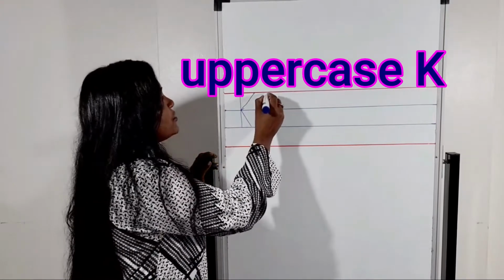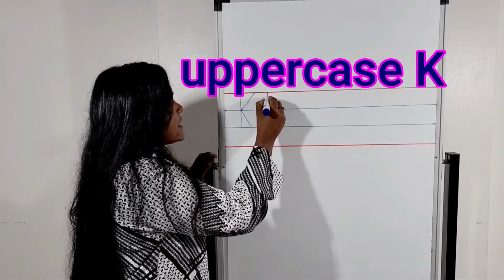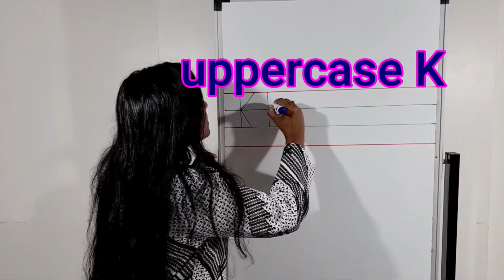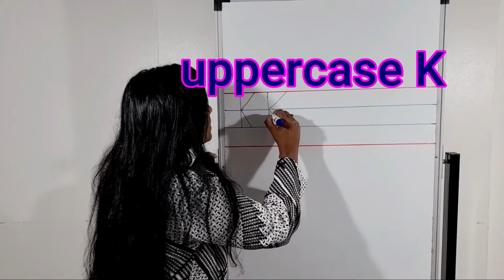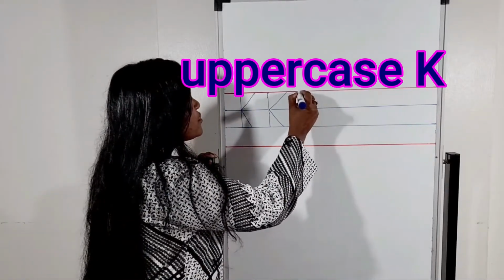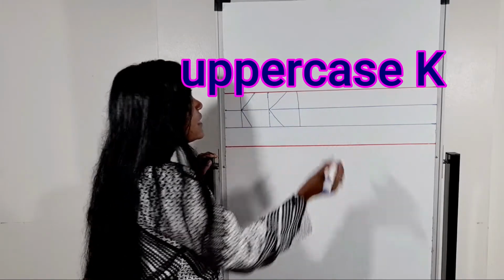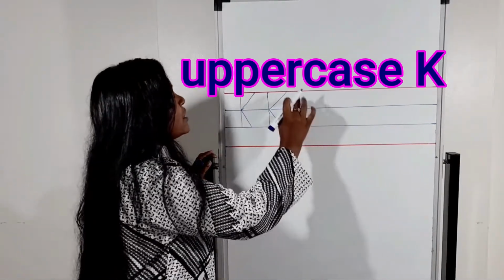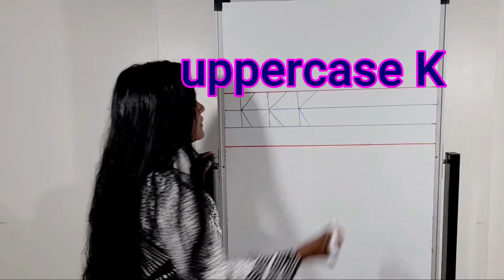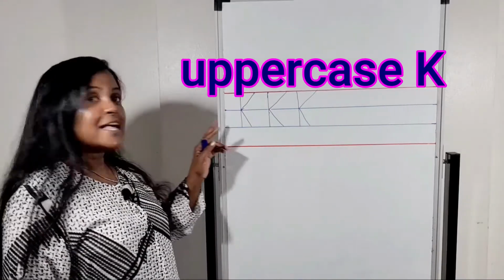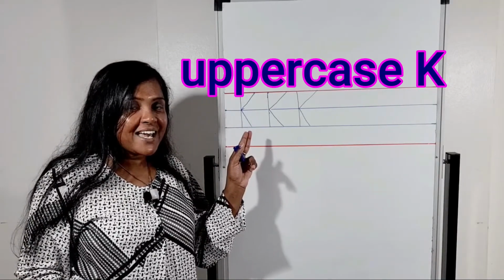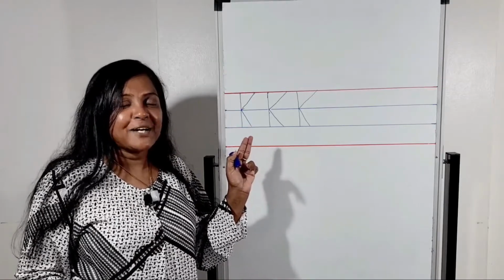One more time I will show you a standing line. Go back to the first tummy line, a slanting line and another slanting line up to second tummy line. One more time I will show you a standing line up to the second tummy line, go back to the first tummy line, a slanting line and a slanting line. This letter we call as mother K, capital K, big K and uppercase K.